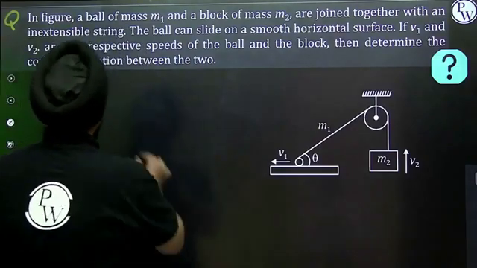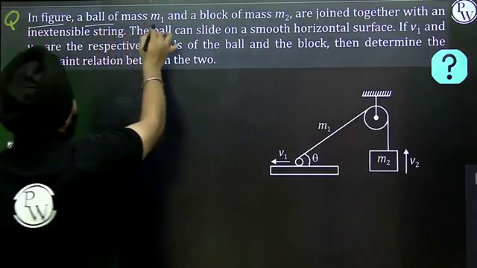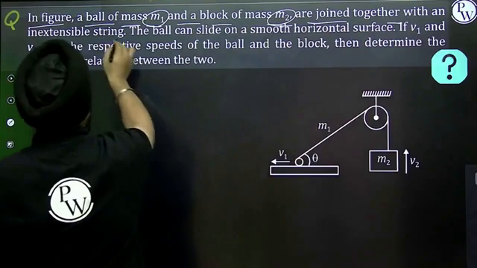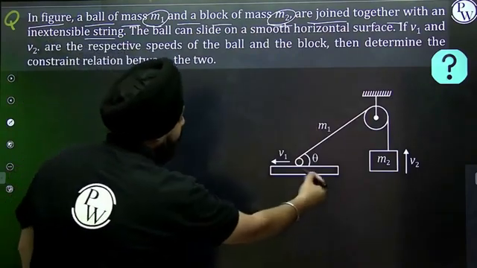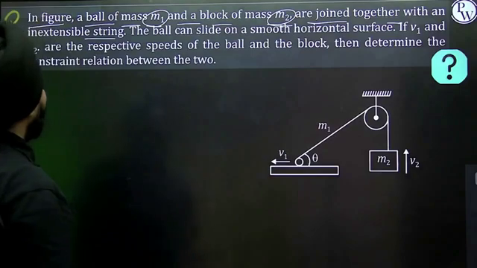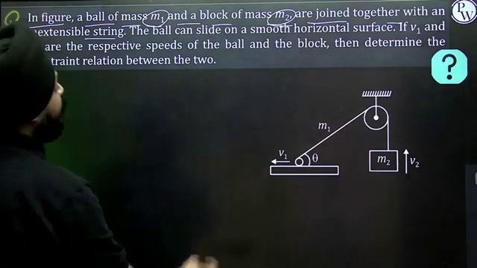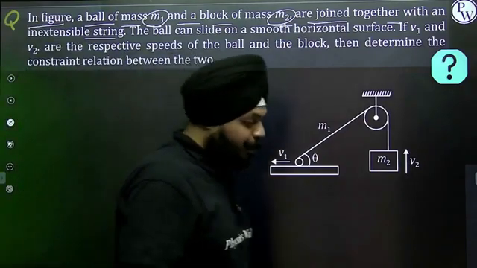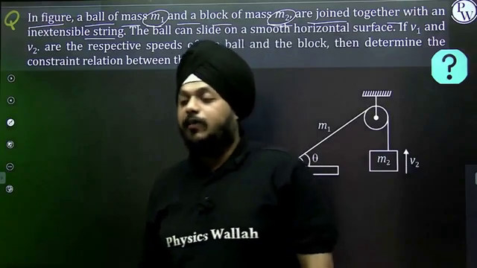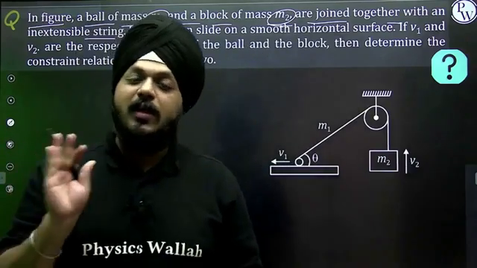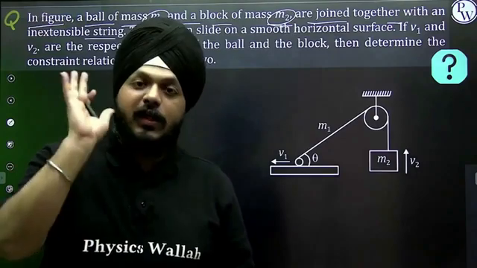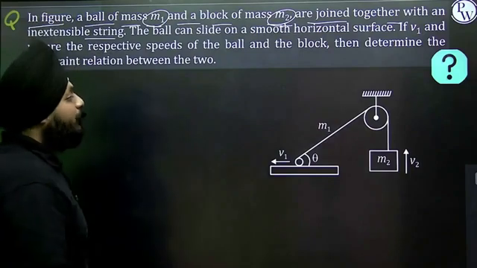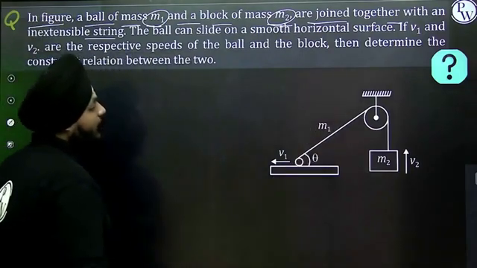See, in the figure, a ball of mass m1 and a block of mass m2 are joined together with an inextensible string. The ball can slide over this. If v1 and v2 are the respective velocities, then determine the constraint relation between the two. Strings are taut. Simple, you can just memorize it: as the strings are taut, the components that lie along the strings are equal.